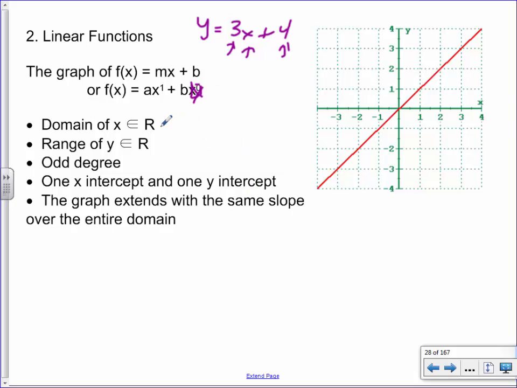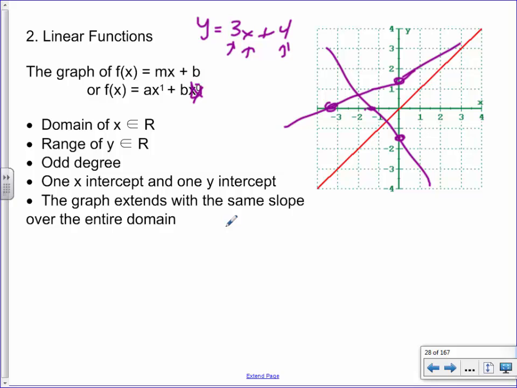So the domain of these things is always x is an element of the reals, but so is the range. You should always have x's and y's all the way throughout the whole system. It's known as an odd equation, so we'll come back to that. There should be one x and one y intercept. Now they might be through the same spot, but you should have one of each. Right? Like as I draw a linear line through this thing right here, yeah, look, there's one of each. So you should have one of each. And the graph extends with the same slope over the whole domain.